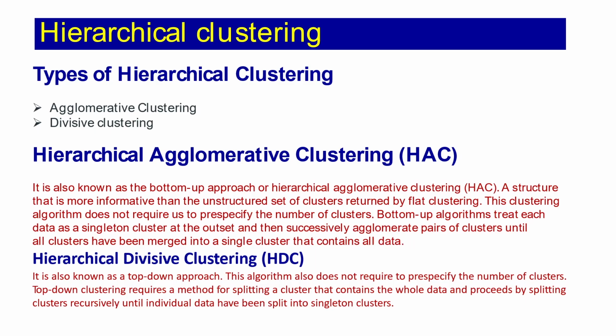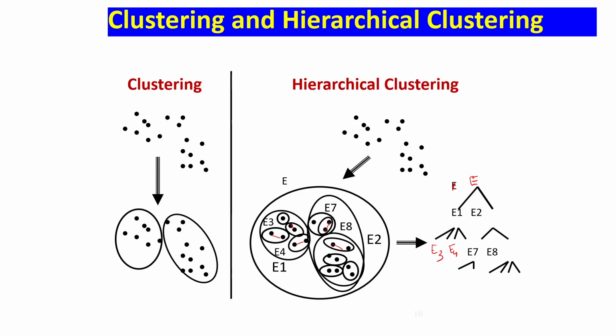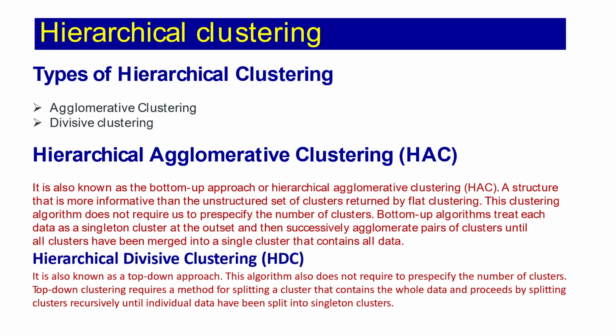So, each data point is considered as a singleton cluster at the outset, and then successively they are agglomerated pairwise. The one I showed you here is the same story: each point was one cluster, and then they are clustered individually to create hierarchies. Okay, that is how it is done. So, there is no pre-specification of the number of clusters. The bottom up algorithm treats each data point as a singleton cluster and then successively agglomerates them to produce the clusters.